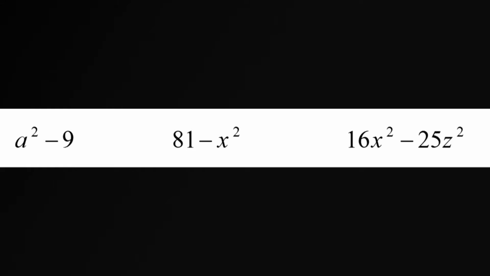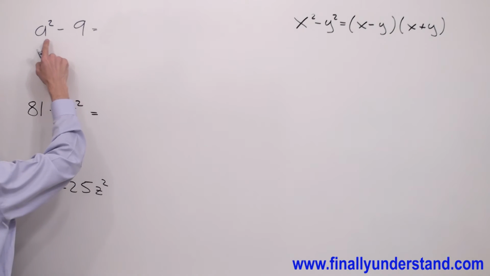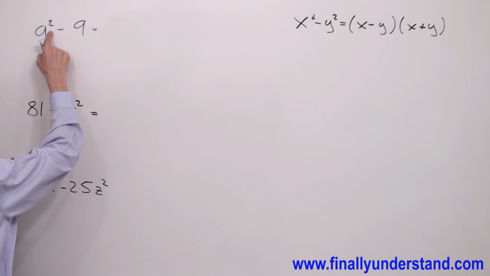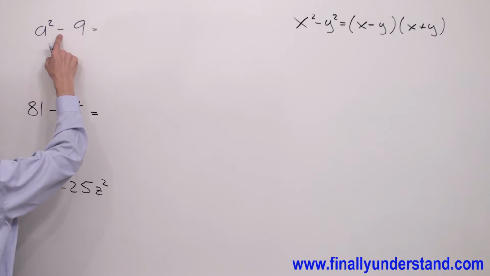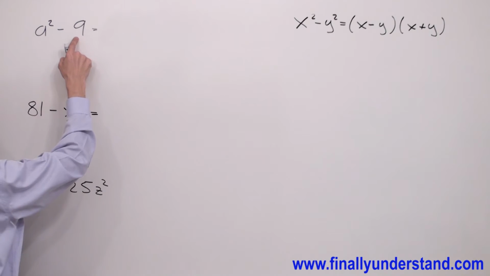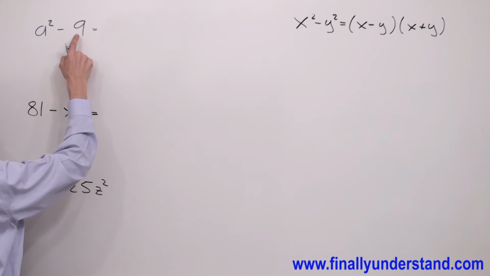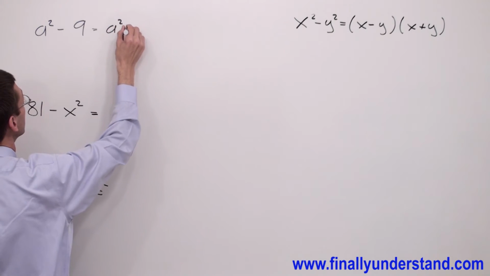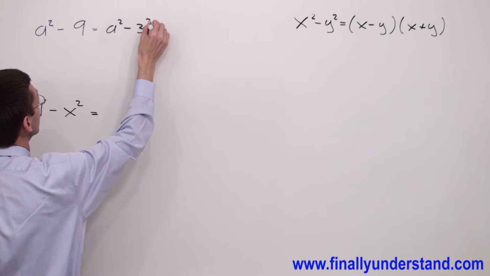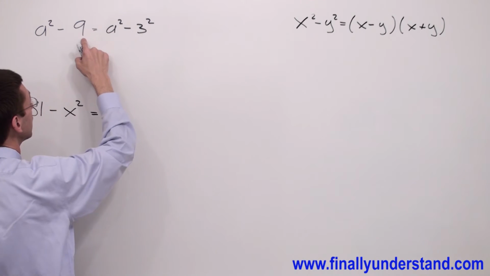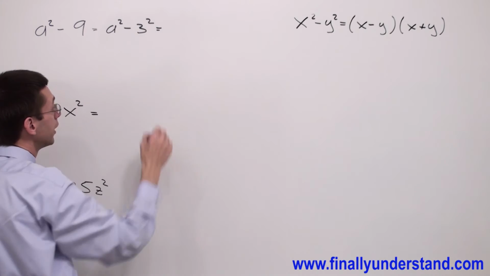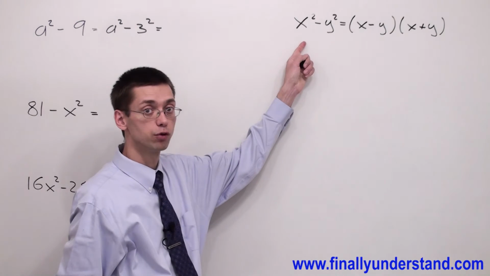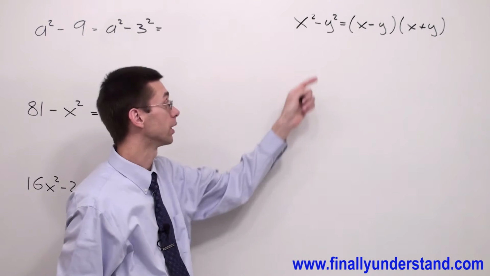Let's take a look at the first example. I have a squared minus 9. Anytime you have one term raised to the second power and you have the difference, you're supposed to rewrite the second term as a term raised to the second power. In this case, I'm going to write a squared minus 3 squared, because 3 to the second power is equal to 9. Now, I'm supposed to use the formula for the difference of perfect squares.